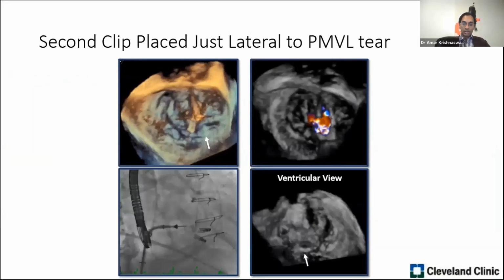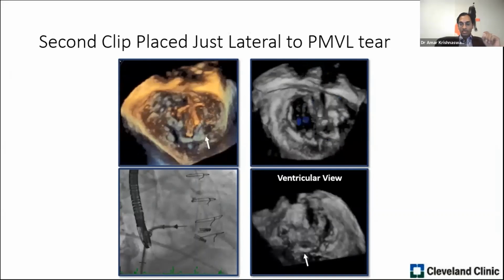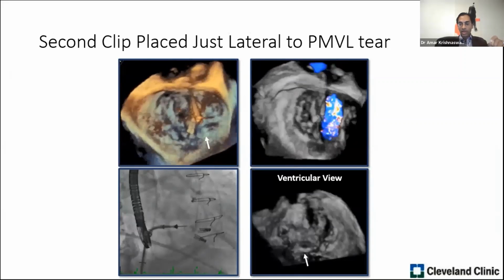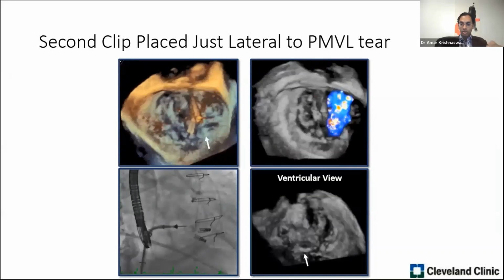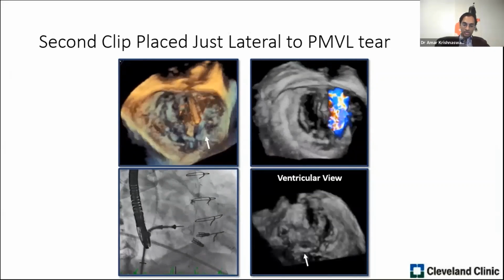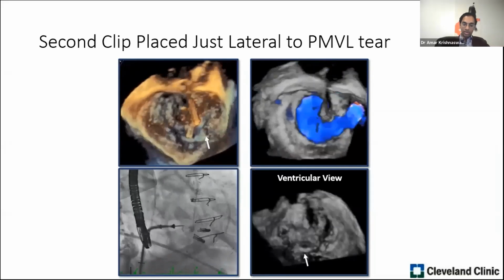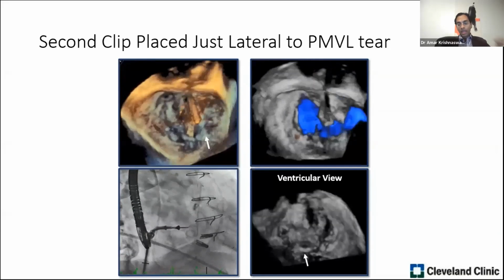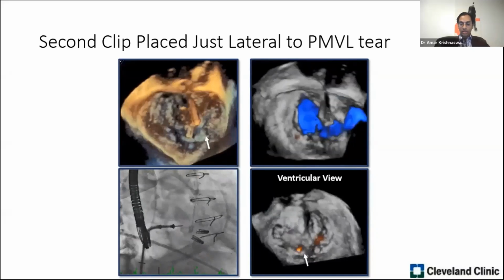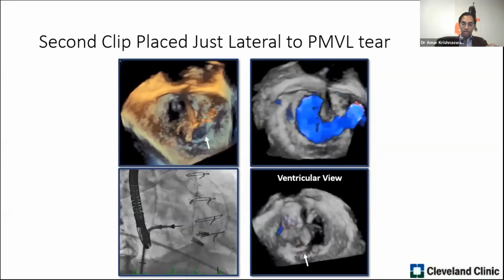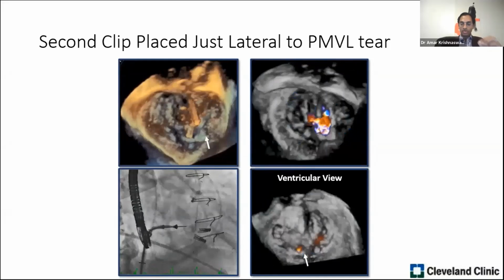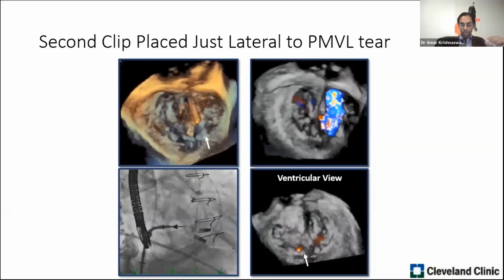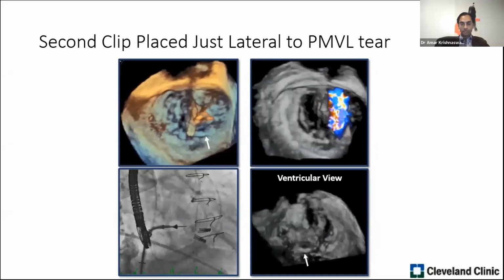We then took a second clip. The arrow there is where the first clip sits. As you see, we placed the second clip now just medial to that tear in the mitral leaflet. And you can see there, as expected, we have a leak now in between where we put the two clips. Fluoroscopically, you see these two clips here, one a little bit medial, one a little bit lateral of the original position. And when you look to the ventricular view of the 3D color echo, you see very focally that leak that sits now in between the two clips that we had really implanted to provide a scaffold.